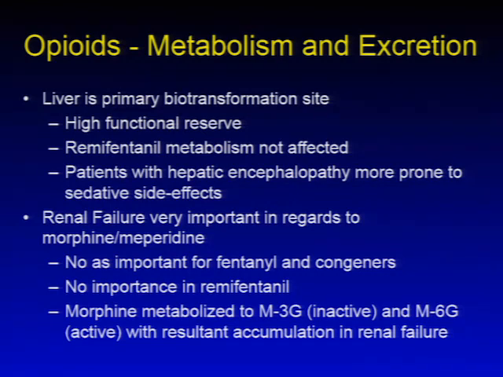Renal failure is very important in regards to specifically morphine and meperidine. It's not as important for fentanyl and other congeners, and there's no importance in remifentanil. The reason why it's important is because morphine is metabolized to morphine 3 glucuronide, which is inactive, but also morphine 6 glucuronide, which is active. And in the face of renal failure, you end up with resultant accumulation, and so you also have active metabolites that are accumulating as well.